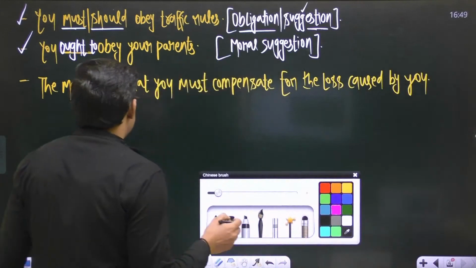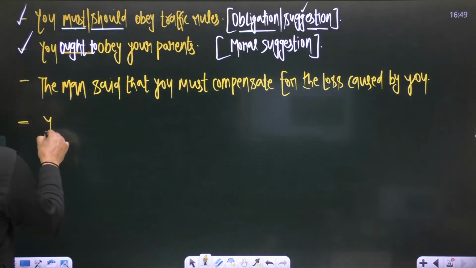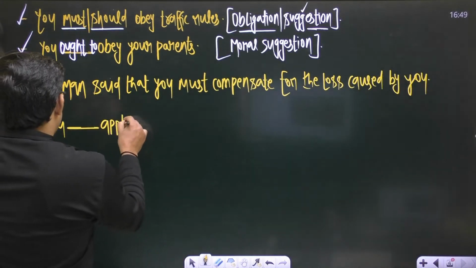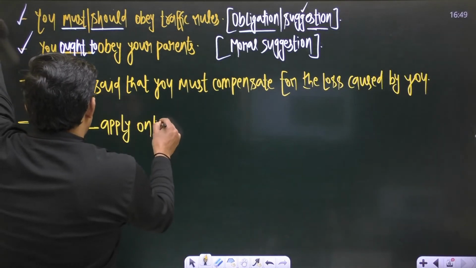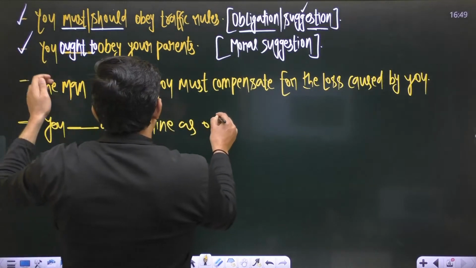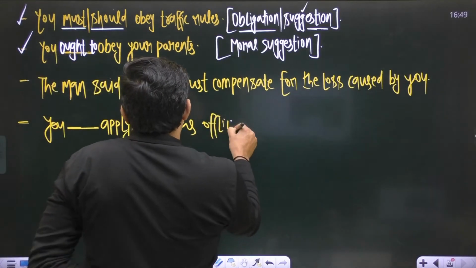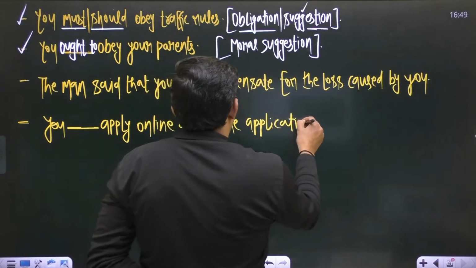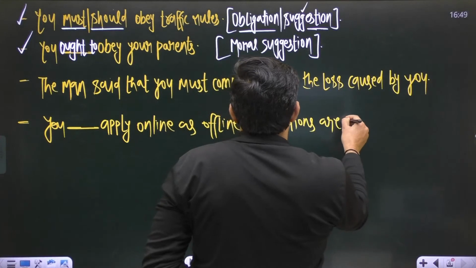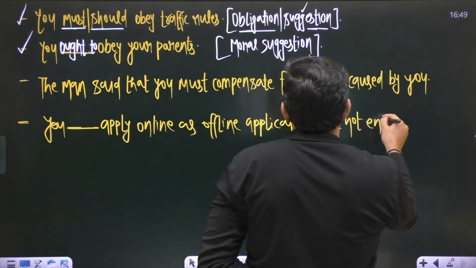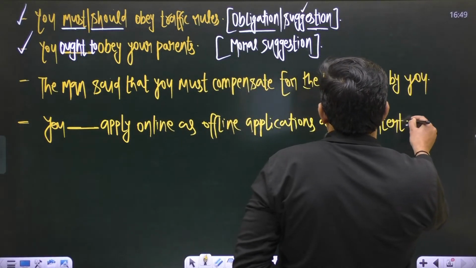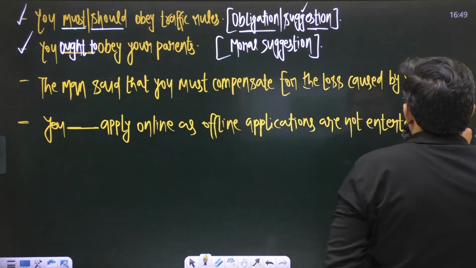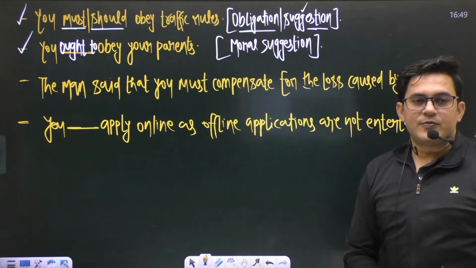And the next sentence is, you blank apply online as offline applications are not entertained. Two different sentences you have.